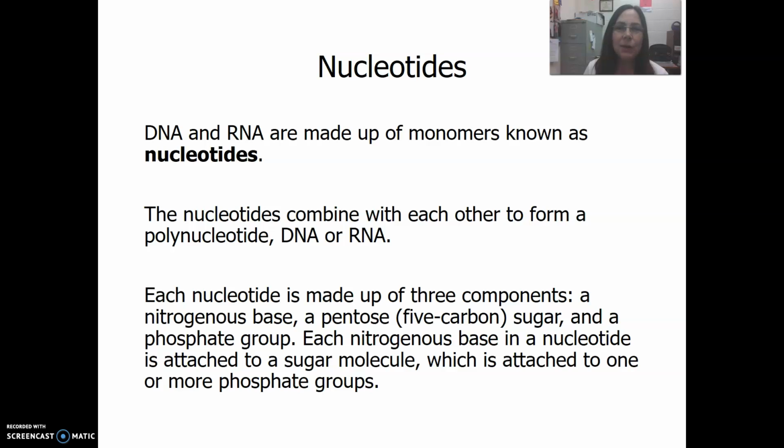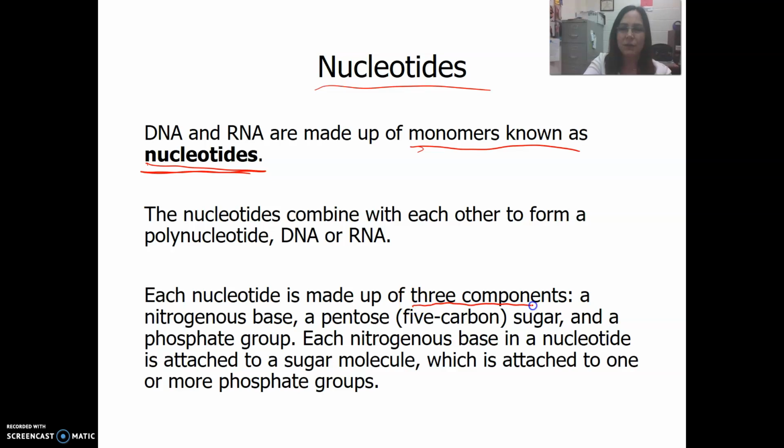Now, nucleic acids are similar to proteins and carbohydrates in that nucleic acids are polymers that are made up of nucleotide monomers. The monomers of DNA and RNA are nucleotides. So we would say that DNA and RNA are polymers. Each nucleotide has three components.